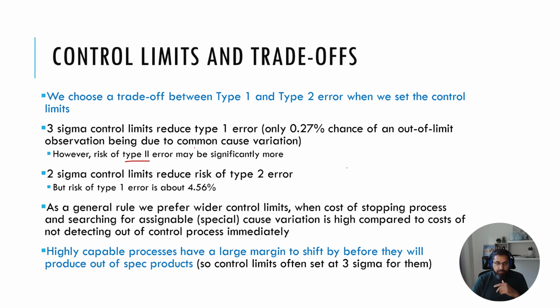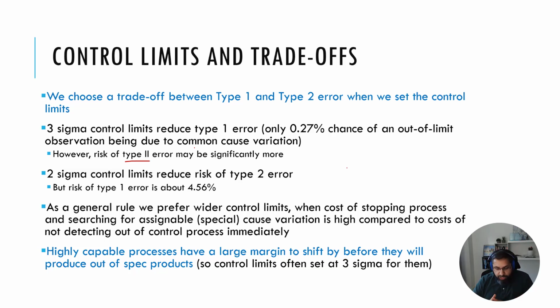Also, highly capable processes have a large margin to shift by before they will produce out of spec products. So if the control limit is set at 3 sigma, type 2 error is not as expensive, because type 2 error says there's starting to be some drift from some special cause. But for a 6 sigma process, you could have a lot of drift and still not be producing defects. So we can allow for some type 2 error and wait for an extreme drift away from the mean until we detect it, because if you have a highly capable process, the cost of type 2 error is low.